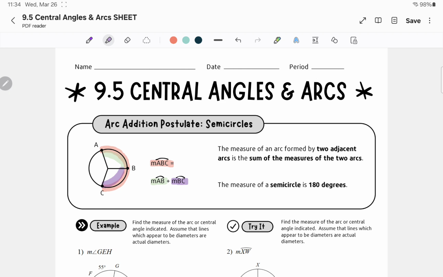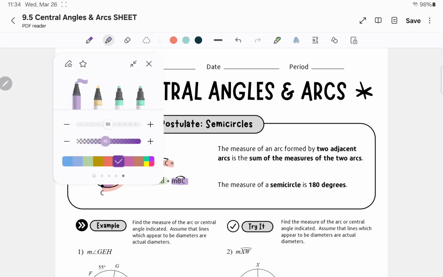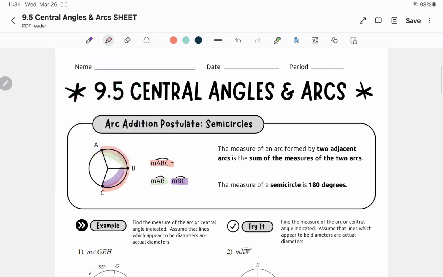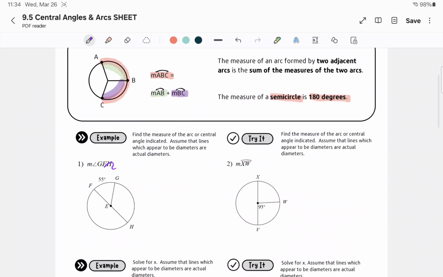Our other piece that we need to know, let's go back to a lighter color, for this side of the page at least, is that a semicircle is 180 degrees, okay? So knowing these 2 things, we can now solve the questions on this page. So let's look at example number 1. It says, find the measure of the arc or central angle indicated, and assume that lines that appear to be diameters are actual diameters.